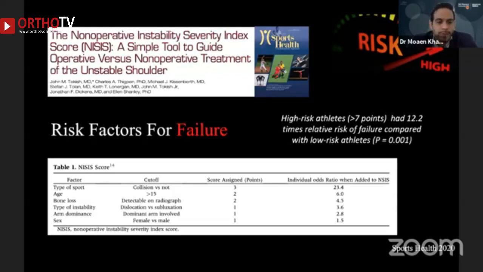So the things that you should be really looking out for are the type of sport, whether it's a collision sport or not, the age of the patient. Those patients that are older than 15 years are more likely to dislocate. Bone loss, if it's detectable on radiograph, the type of instability. If a patient has had a dislocation versus a subluxation, they're more likely to fail. The dominance, if it's a dominant arm versus not, and the sex. So males are more likely to fail than females.